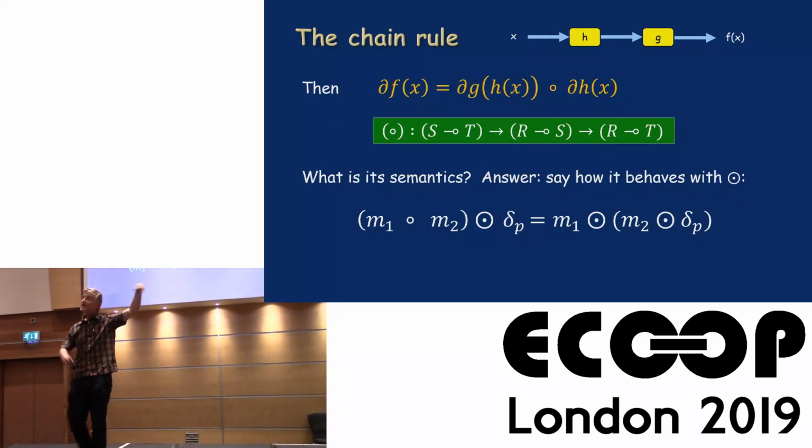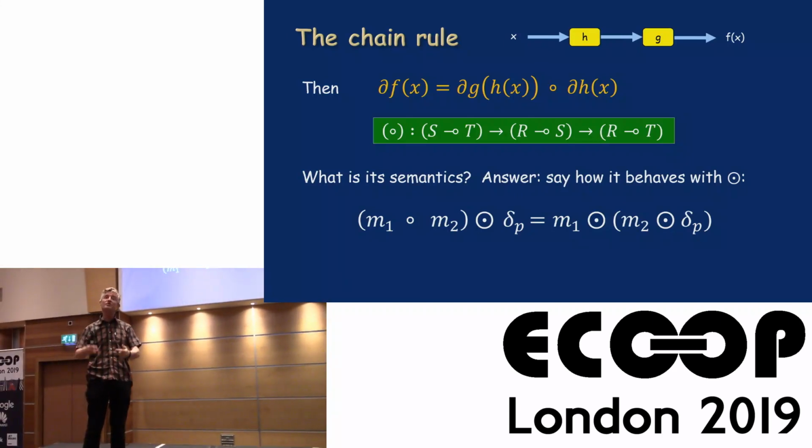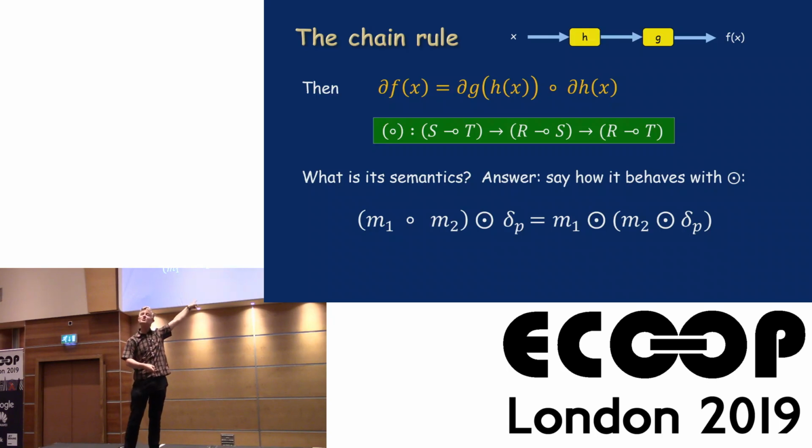funny apply gives us the semantics of linear maps. So every time I introduce a new operator on linear maps, like composition, I have to give it semantics. How can I give the semantics of composition? By saying what happens when you funny apply it to something. And when you funny apply the composition to a delta p, of course you just funny apply m2 to delta p and then funny apply m1 to that. Right? So simple. That's the semantics.